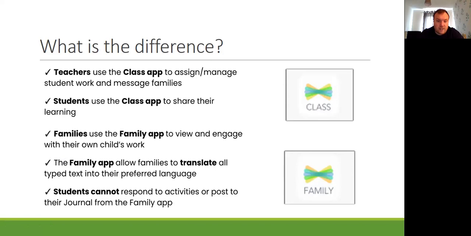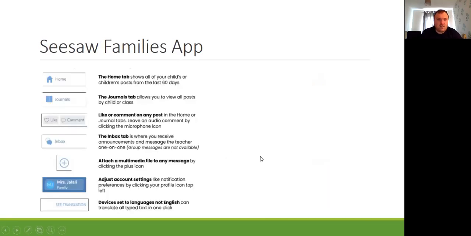Students cannot respond to an activity or post to their journal from the Families app, so you will need to have the child's app and the Families app if you both wish to access that. And I can say that it is really valuable for families being able to access as well.